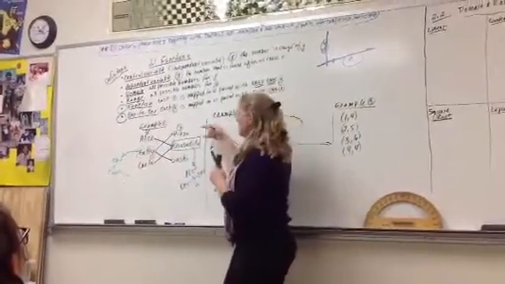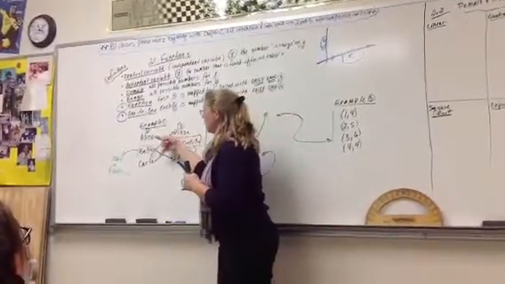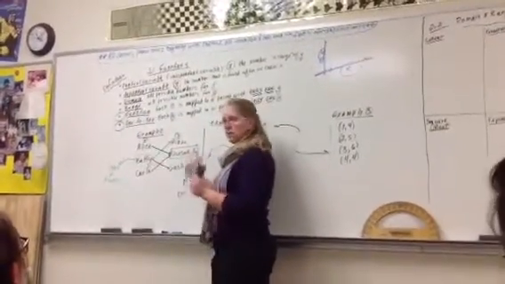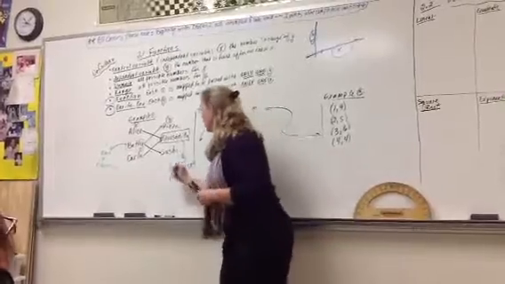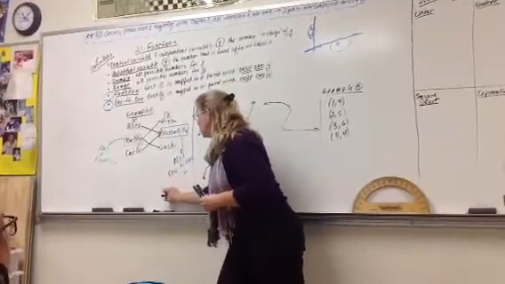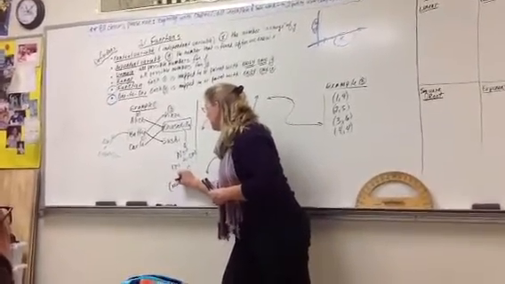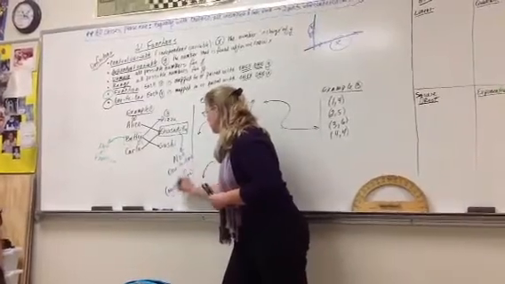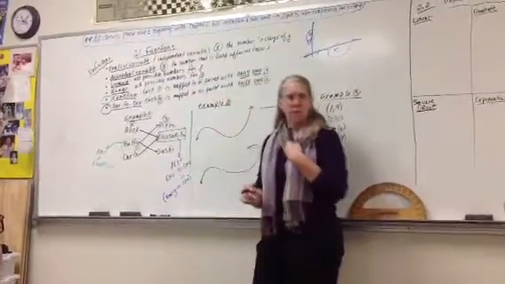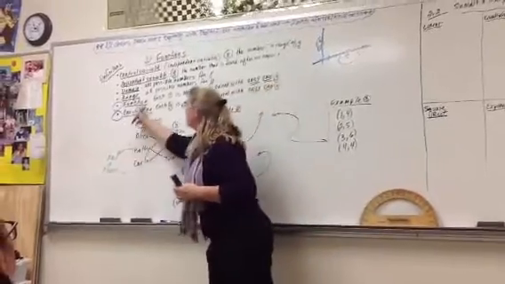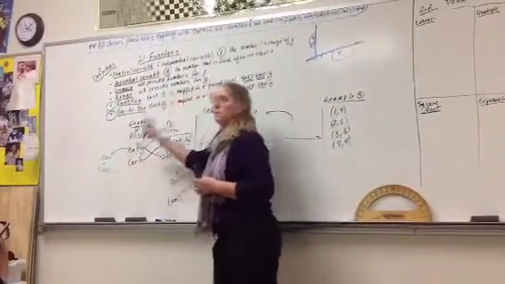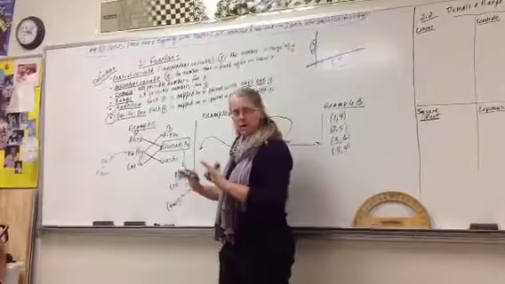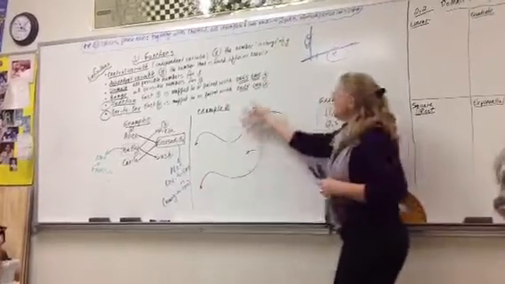For one-to-one, it's about the y going to only one x. That's okay. When it's not one-to-one, your book is going to call it many-to-one. It's okay with me if you say function, not function, one-to-one, not one-to-one. That's okay. Okay, let's look at these three.